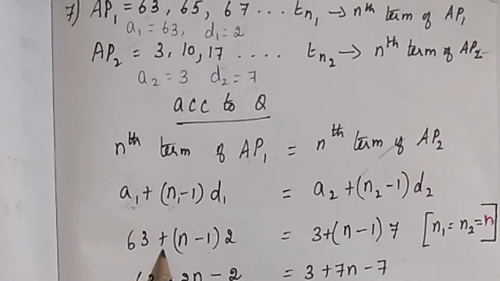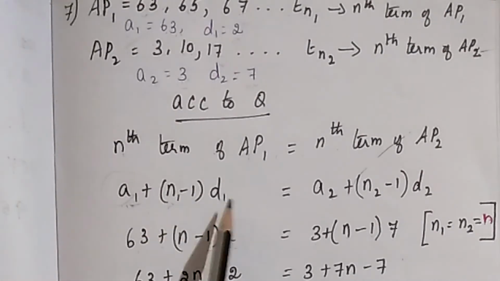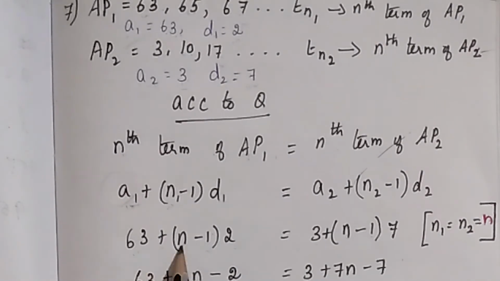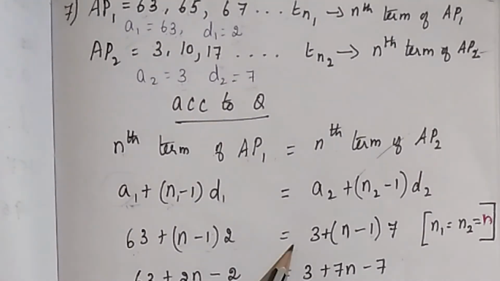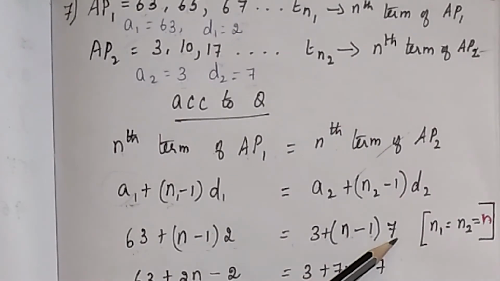Okay. Now first you have to put what is A? 63 plus. Here the nth term of AP1 and the nth term of AP2 are the same, so keep it as n as such. Okay. So 63 plus n minus 1 into 2 equal to 3 plus n minus 1 into 7. Clear?